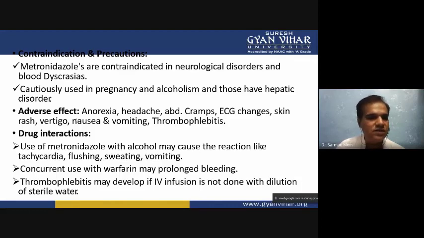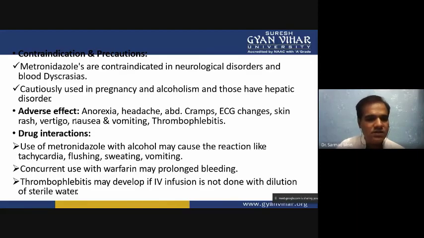These are all side effects it will cause. Now, how does metronidazole interact with other types of drugs? When we mix metronidazole with alcohol-containing drugs, it will react with them and produce tachycardia, flushing, sweating, and vomiting.